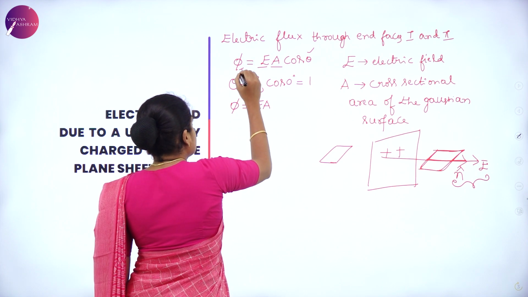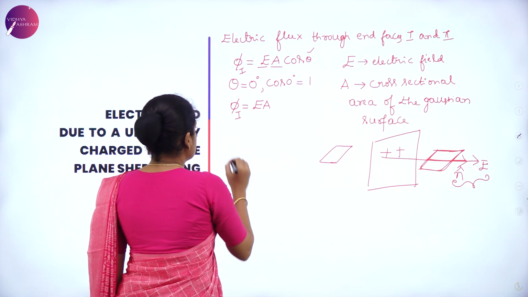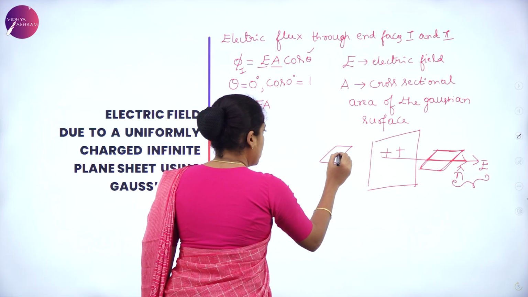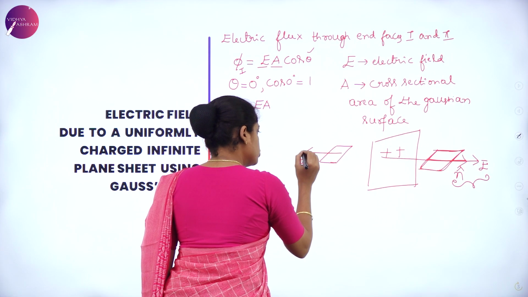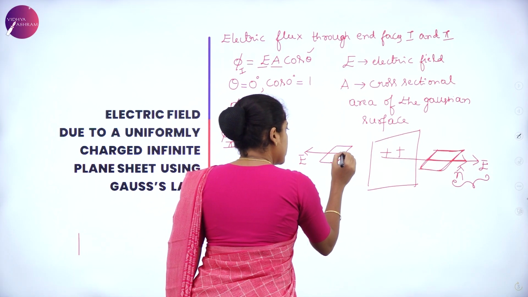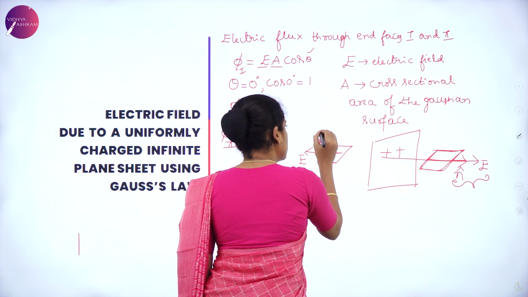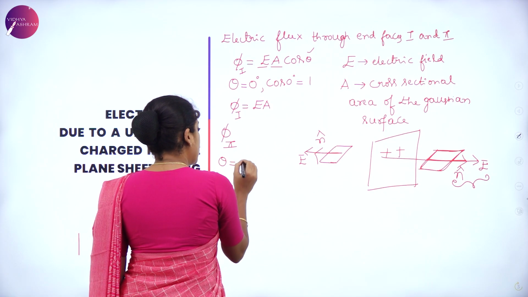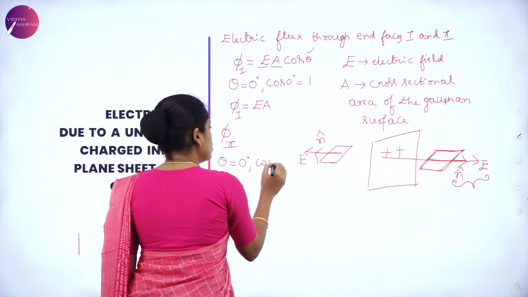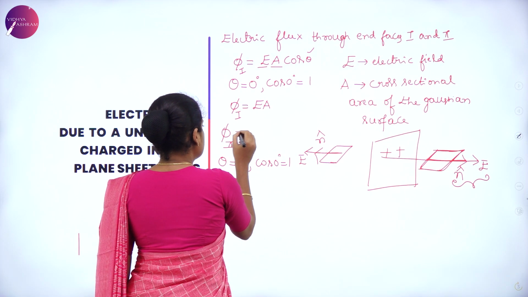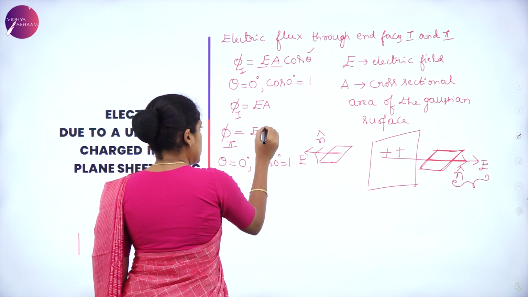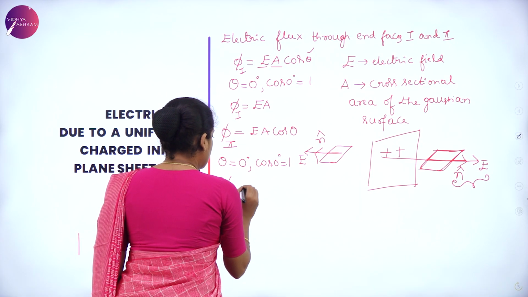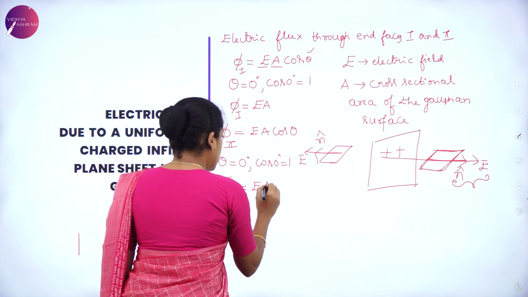Let us consider this as one end face. Then through the second end face, or the opposite face, the electric field direction is towards the left and the direction of area is in the direction of the electric field. As both are in the same direction, again theta is 0 degree. Cos 0 degree is equal to 1. So phi 2 is equal to EA cos theta, where theta is 0 degree. Therefore, we have phi 2 as EA.